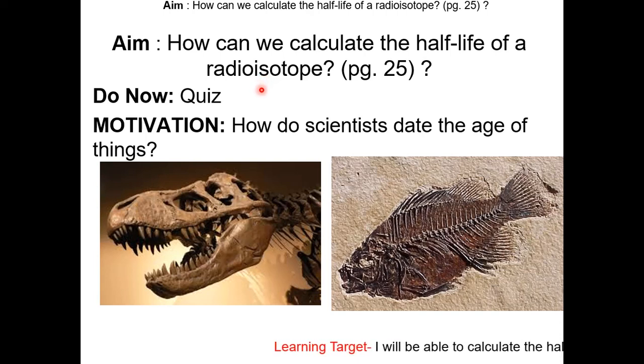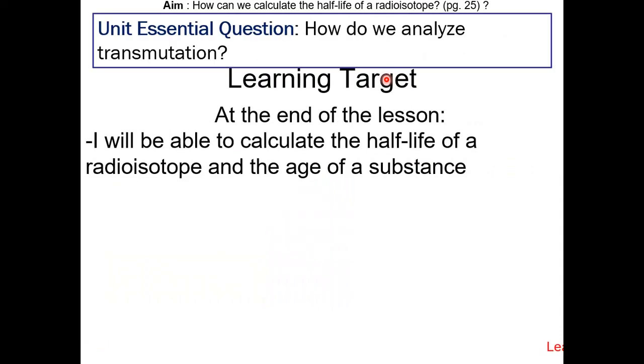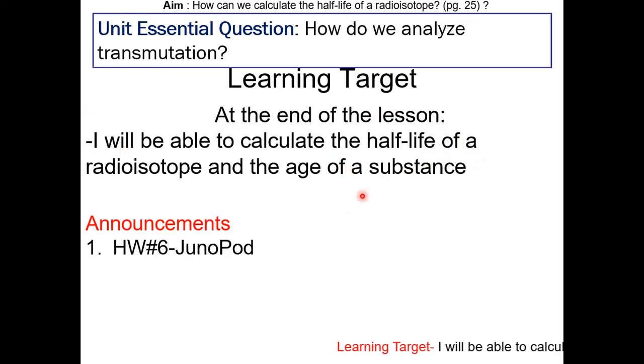This is my sixth video lesson for Unit 9. In this lesson, we'll learn how to calculate the half-life of a radioisotope. Go to page 25 in the class packet. Learning target: at the end of the lesson, I'll be able to calculate the half-life of a radioisotope and the age of a substance. Watch out for number 6, which will be a Doing Pod based off this lesson.